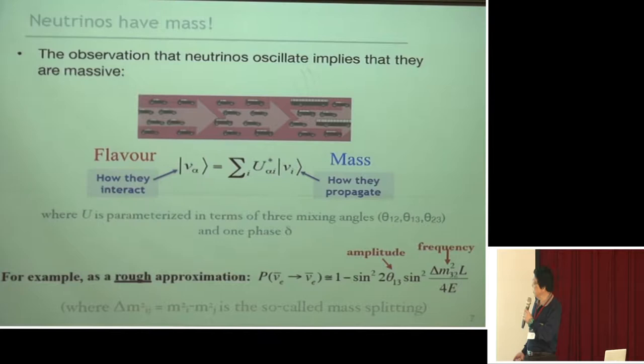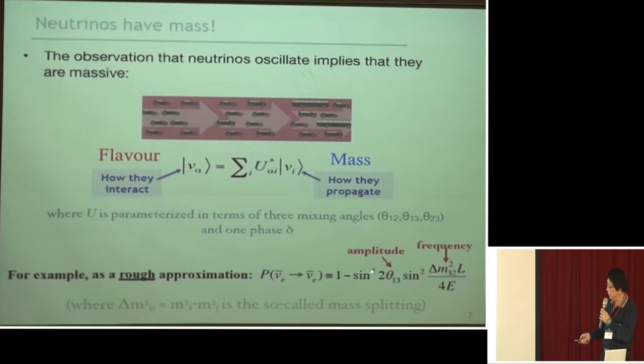To do such an experiment, you can see the neutrino oscillation mixes the so-called flavor eigenstates, which are mixtures of the so-called mass eigenstates. Here there's a unitary matrix with three mixing angles and also one CP phase. In a very good approximation, the anti-neutrinos, once they propagate through some distance and stay as anti-neutrinos, which don't disappear, the probability is proportional to 1 minus this quantity, which is proportional to the amplitude, sine squared 2 theta 13, that's the mixing angle.